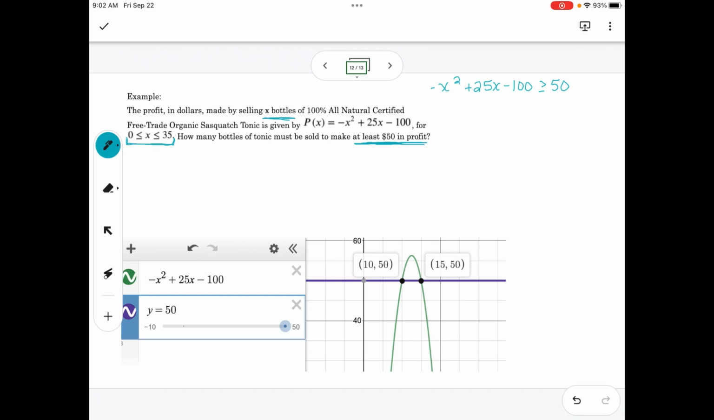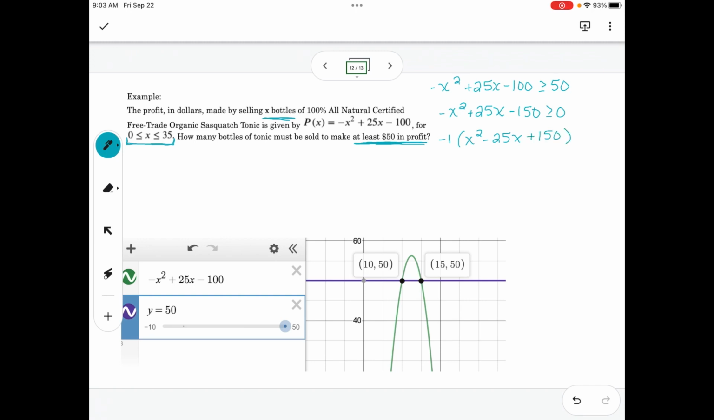So notice then, we'll finish solving this first before we go any further. I'll subtract 50 from both sides so that I have -x squared plus 25x minus 150. Of course, where is this greater than 0? And now we can solve. The first thing I'm going to do is divide everything by -1 because I'm pretty sure I could factor this just looking at these values.